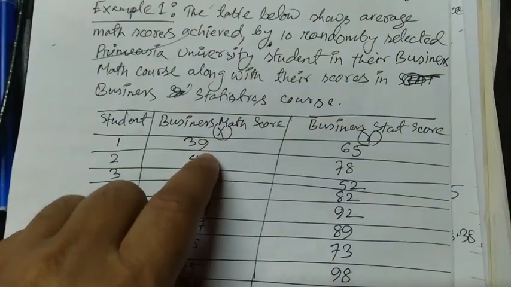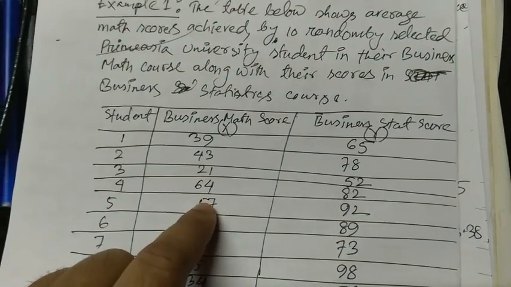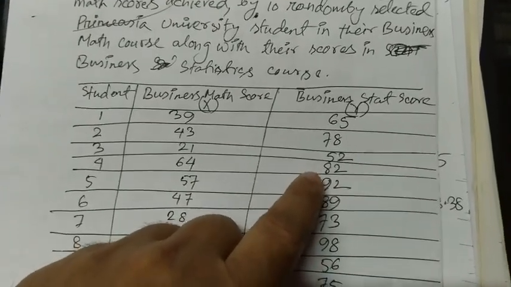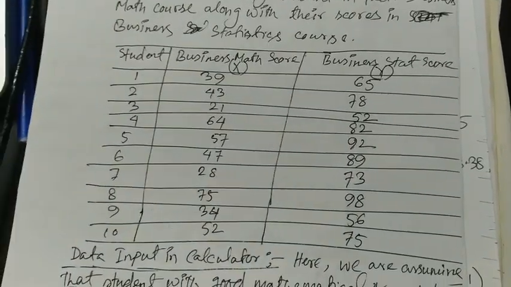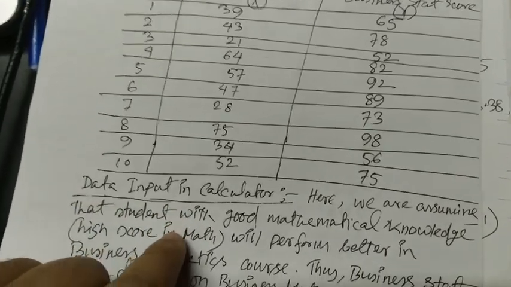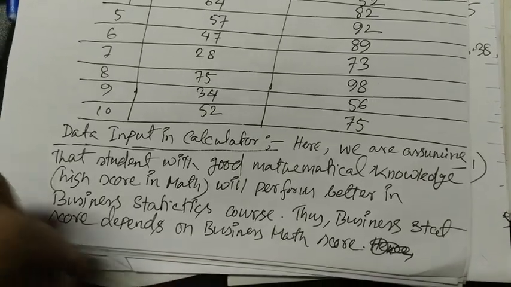Okay, so that means we have a common idea that if a student is good in mathematics, he or she will perform better in the business stat course. So we want to establish a causality here. So first of all, we need to input this data in the calculator, right? So let us learn how to input this data in the calculator.